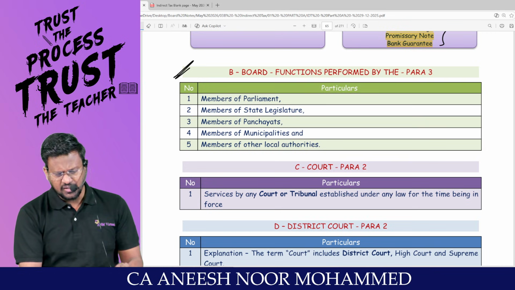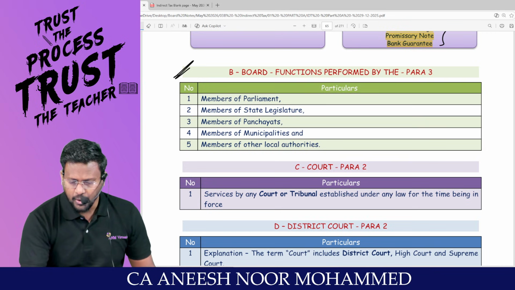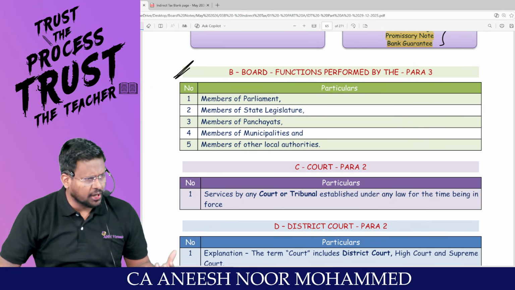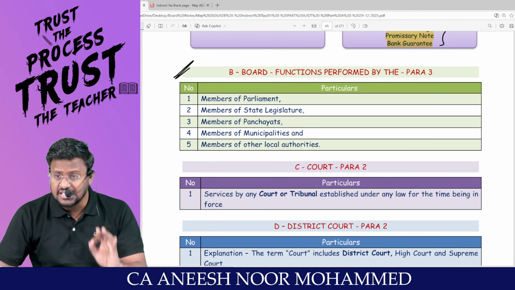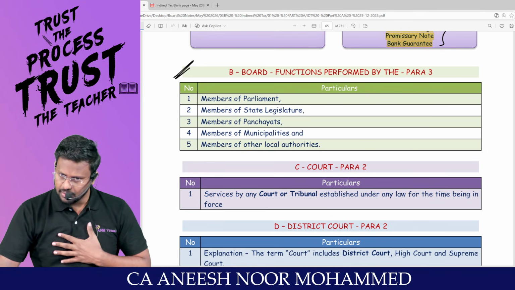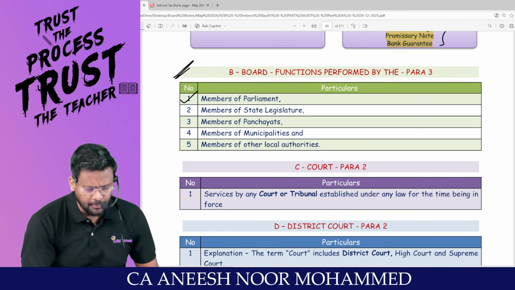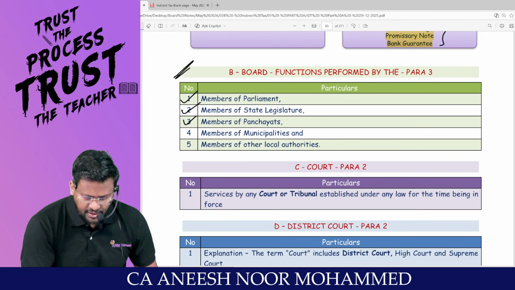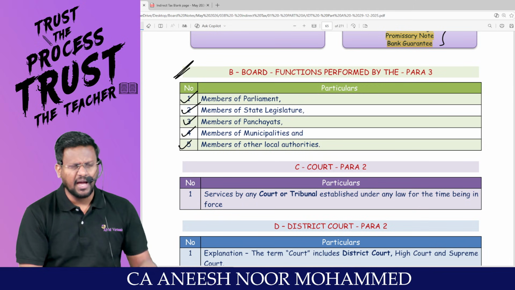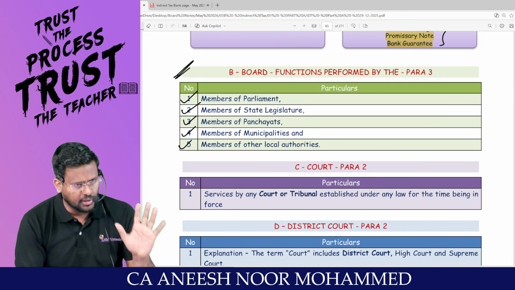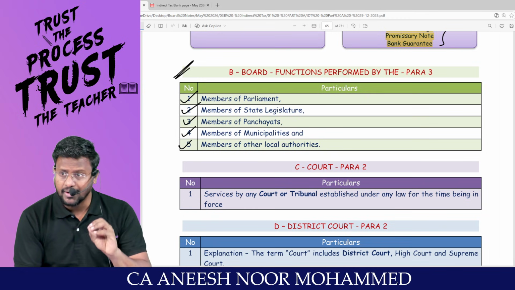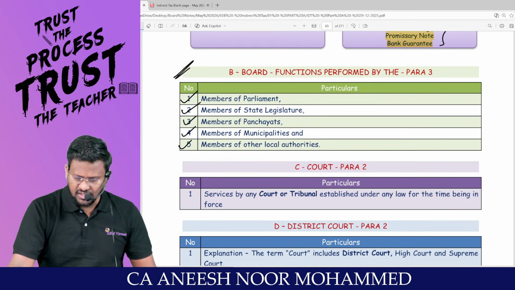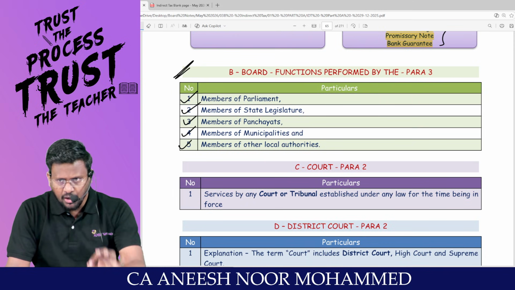My dear lovable students, there are certain functions performed by the members of parliament. There is no employer-employee relationship. These five people exist for the benefit of the people. Am I right? So, members of the parliament, members of the state legislature, members of the panchayat, members of the municipality, and members of the other local authorities. If these five people provide any services, it is neither supply of goods nor supply of services. That is what B stands for. Board.